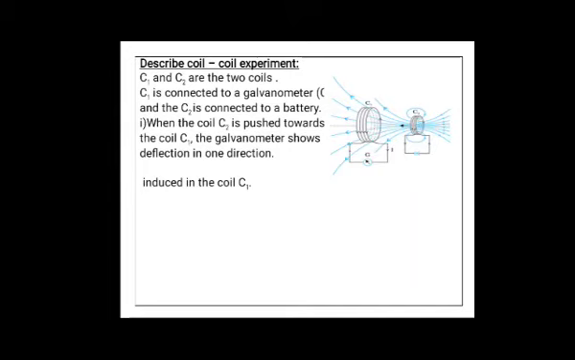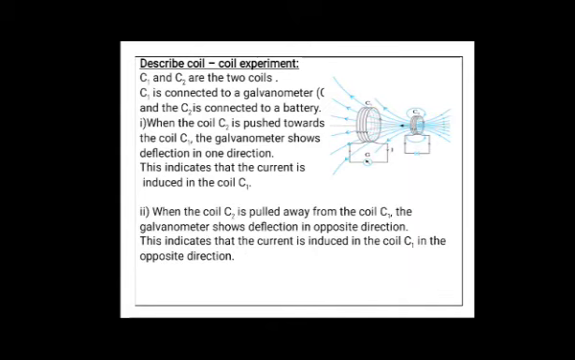Move the coil. So C2 is pushed towards the coil C1. Now in C1, since the galvanometer is connected, when C2 is moved, because of change in magnetic flux, current is induced in the coil C1, and the galvanometer shows the deflection.